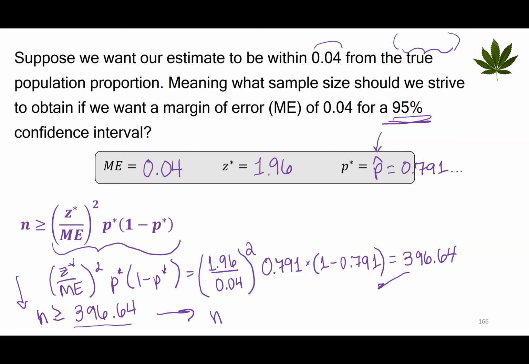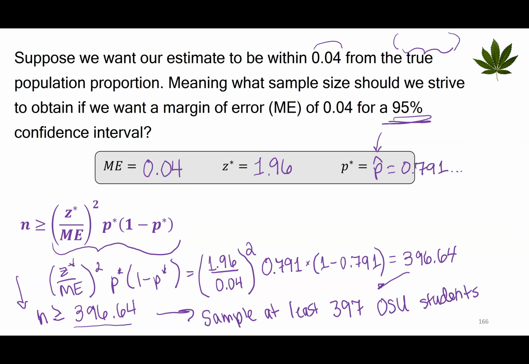So N at least, so sample at least 397 OSU students. So in order to ensure that we have a 95% confidence interval that isn't any wider than 0.08 total, because our margin of error times 2 is 0.08, we need to take a sample of at least 397 OSU students. Which we didn't have, not in this case, but it's helpful to know how many more students we would have needed.